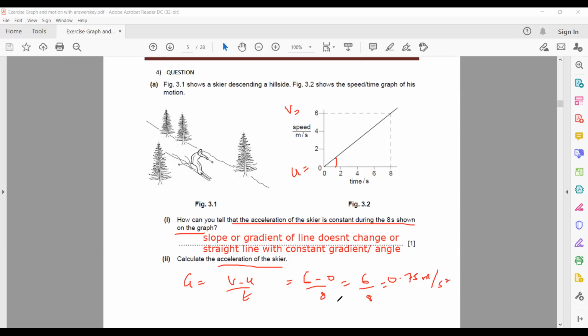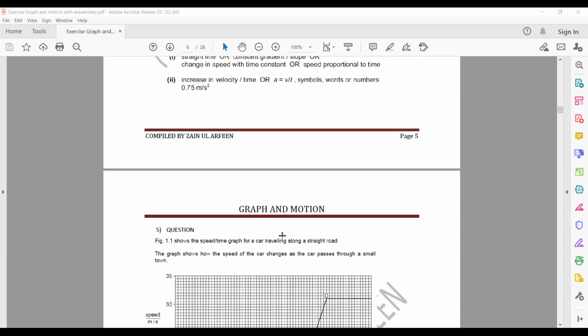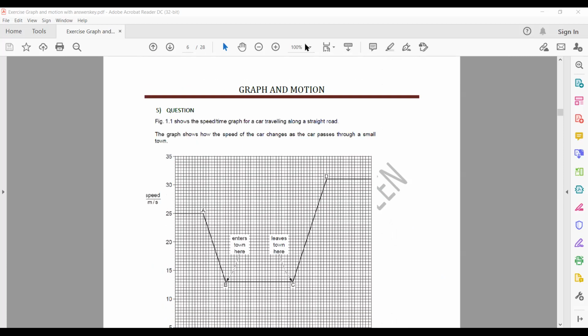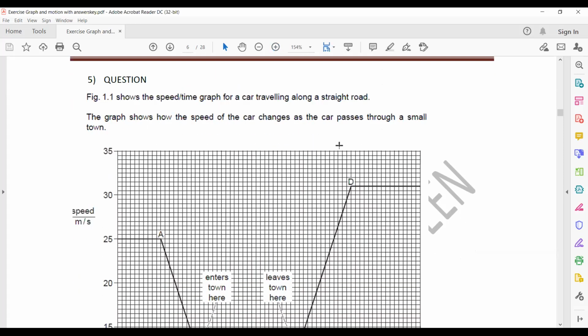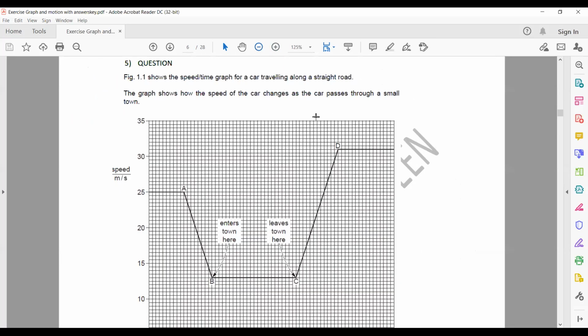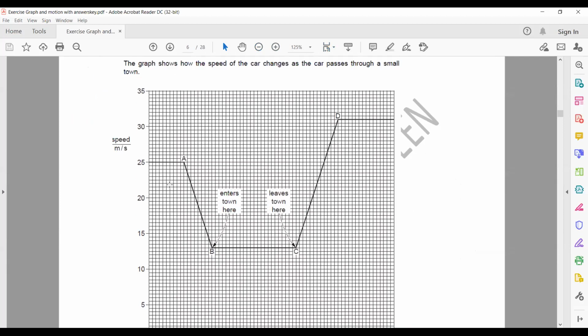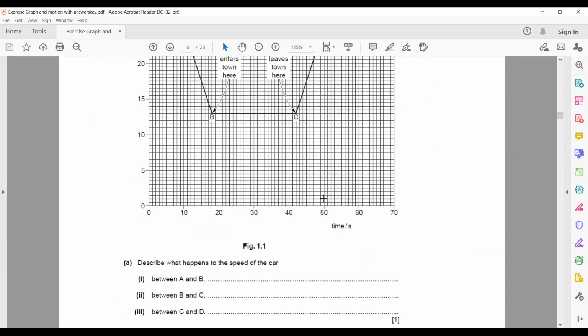Is it clear, this question? Figure 1.1 shows a speed time graph for a car traveling along a straight road. So the car is moving along a straight road, and this is a speed time graph. The graph shows how the speed of the car changes from A to B, from B to C, and from C to D.